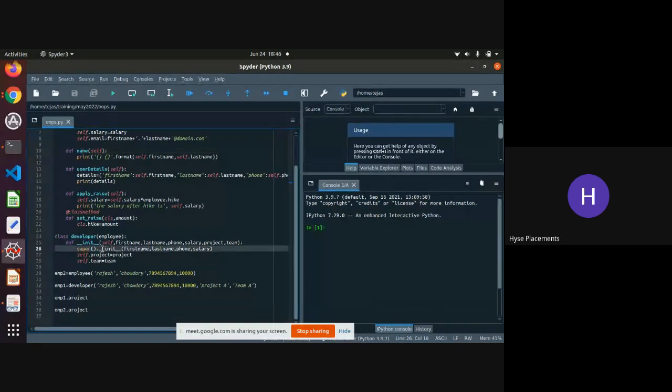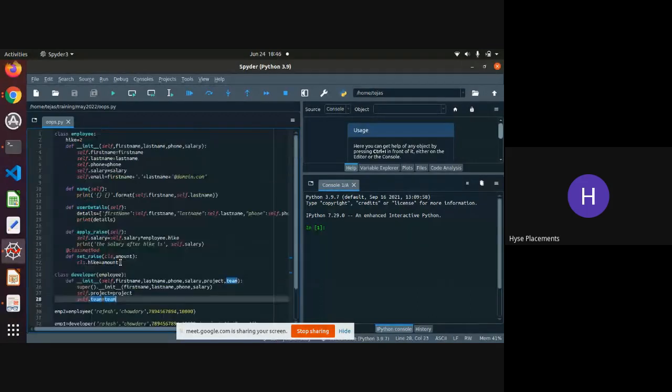Okay. Fine. See, you can write methods also in this, right? You can write multiple methods in the developer class also. You can call it the same way as you call it in the employee class. So till here, we have finished.